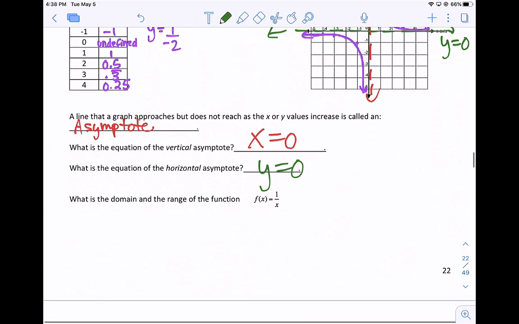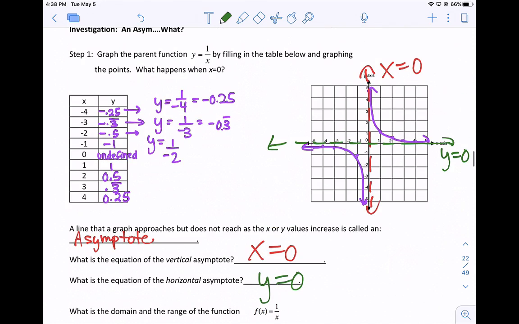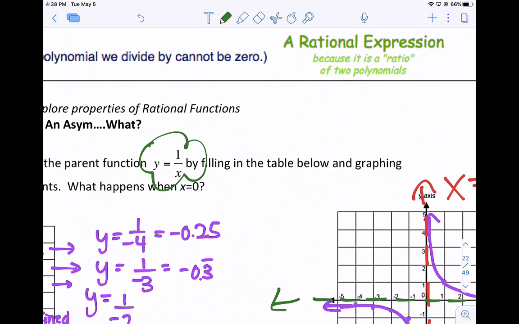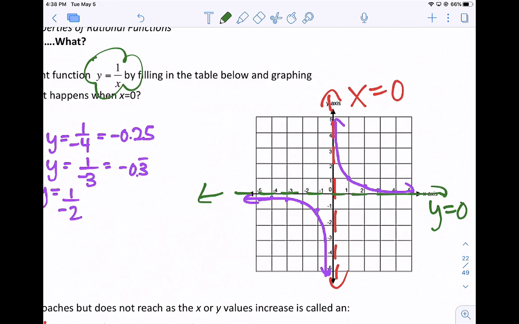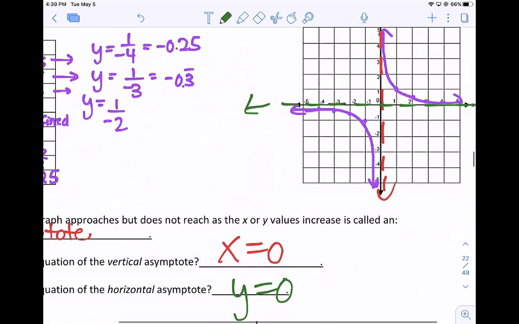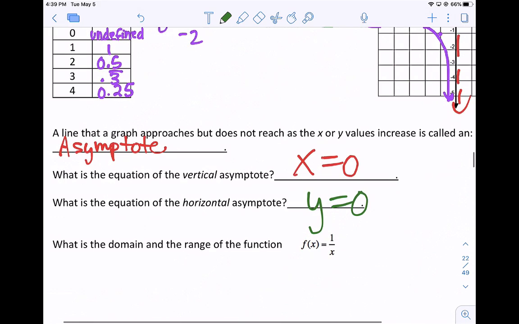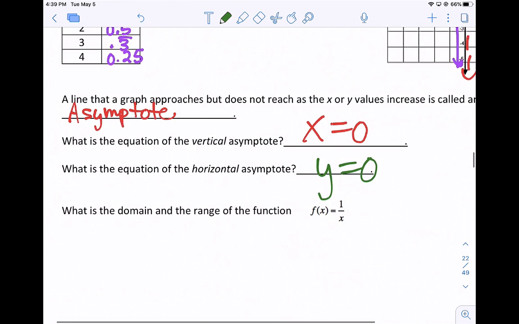Okay, let's talk about domain and range of this. Okay, so we did graph this function. This is the function y equals 1 over x. Here's what the parent function looks like. Different than functions that we've looked at before, like our absolute value and our quadratics and so on. So here is 1 over x, a rational function. This is what it looks like. Has asymptotes, invisible boundary lines, and domain and range. Let's talk about that. So domain is all possible x values.